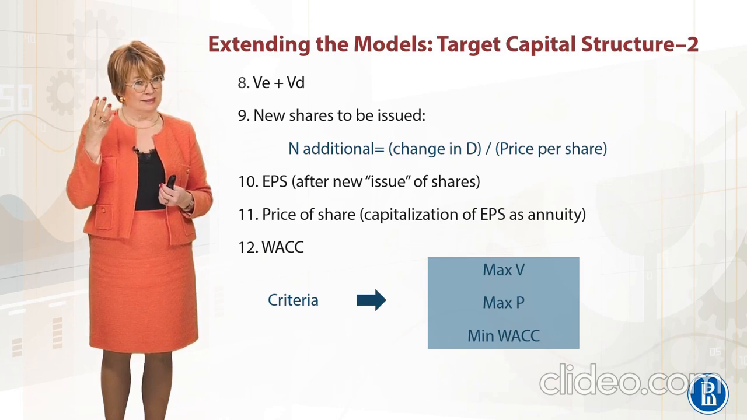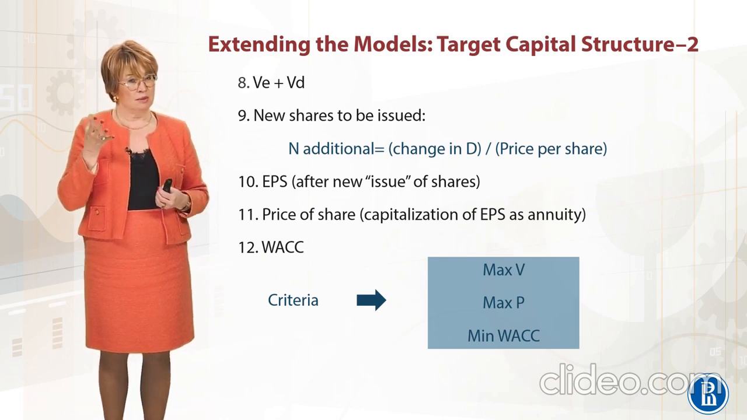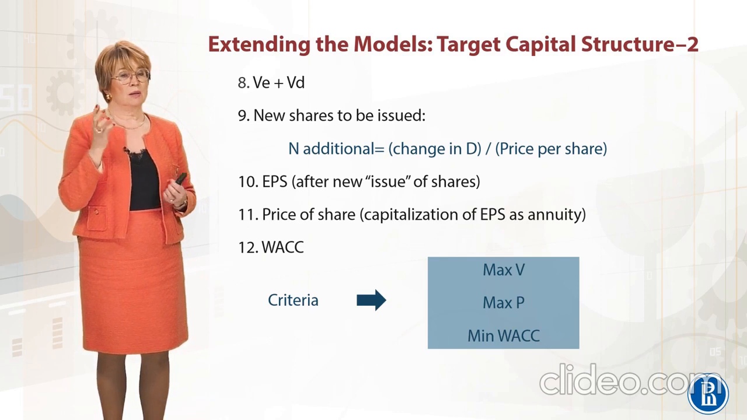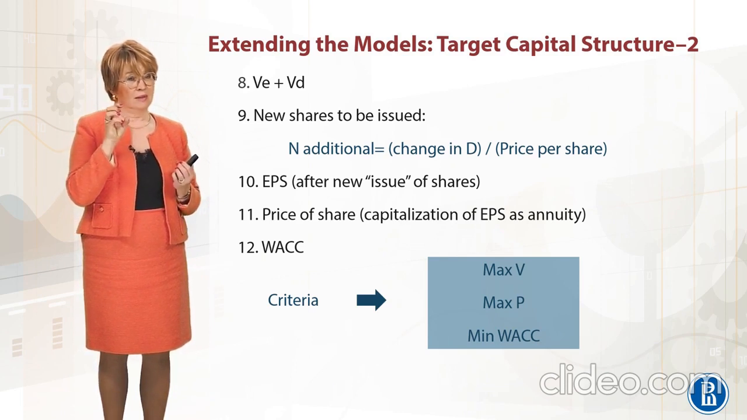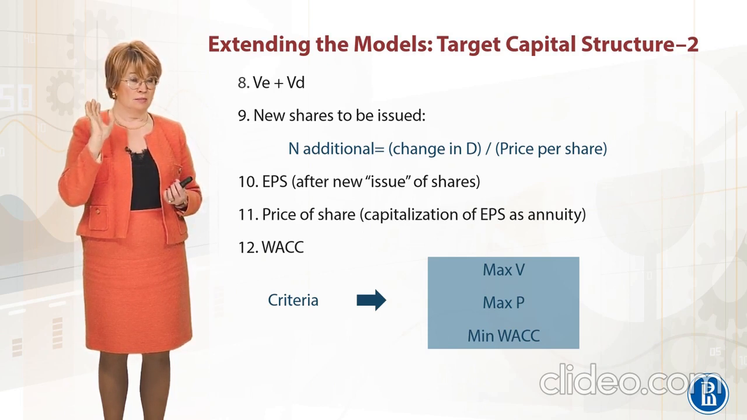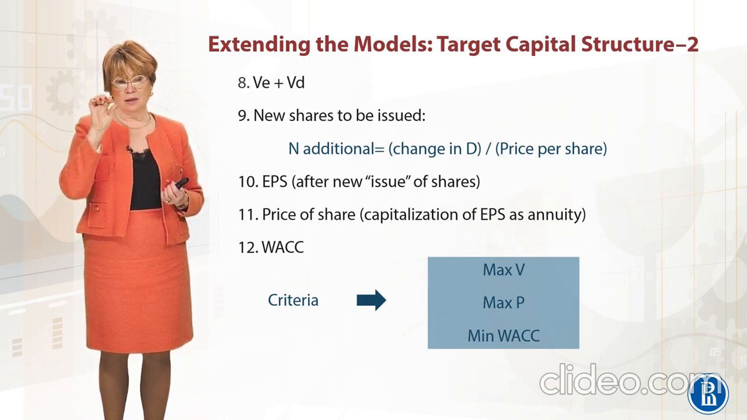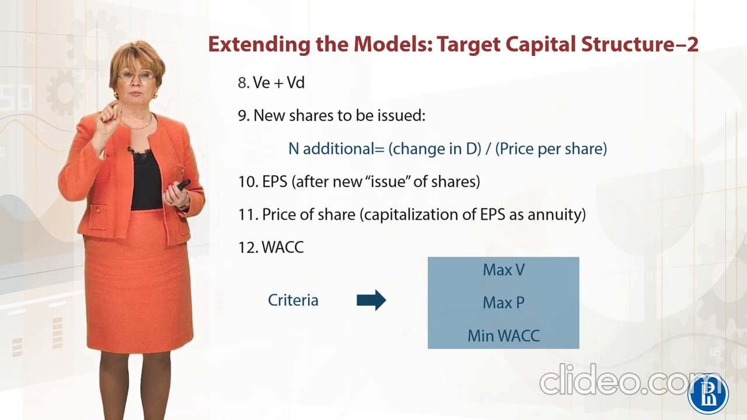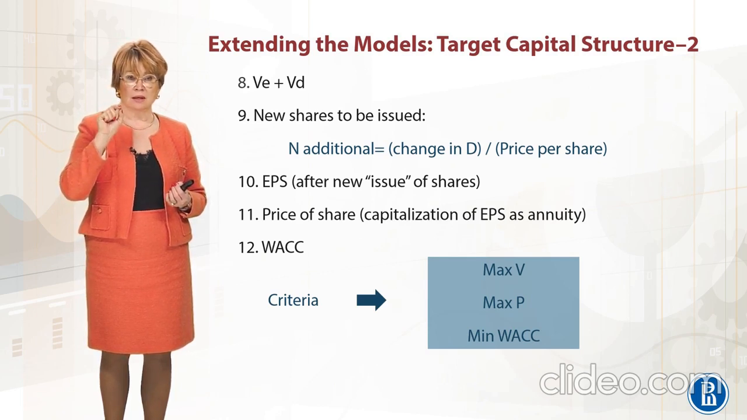So step number 10, this is our estimate of earnings per share when earnings are still the same, no growth strategy, but the common voting shares outstanding, their number, decreased. And therefore, earnings per share, EPS, increased.